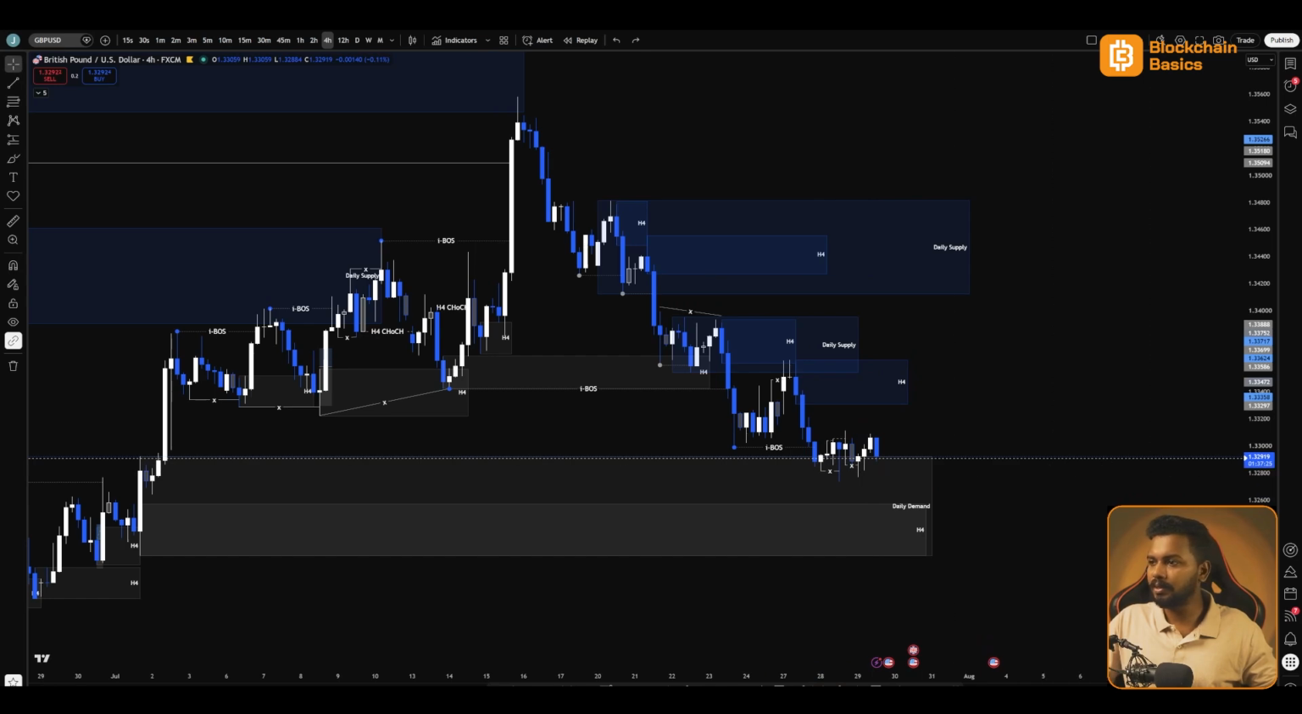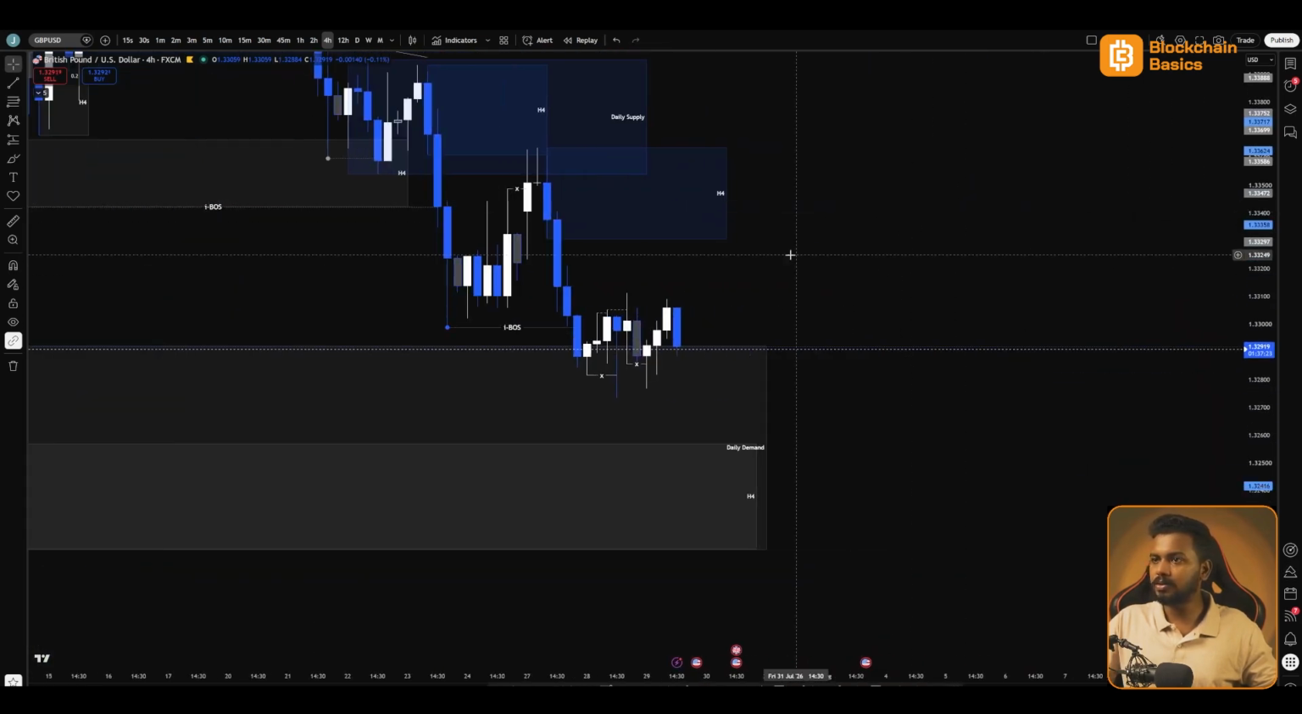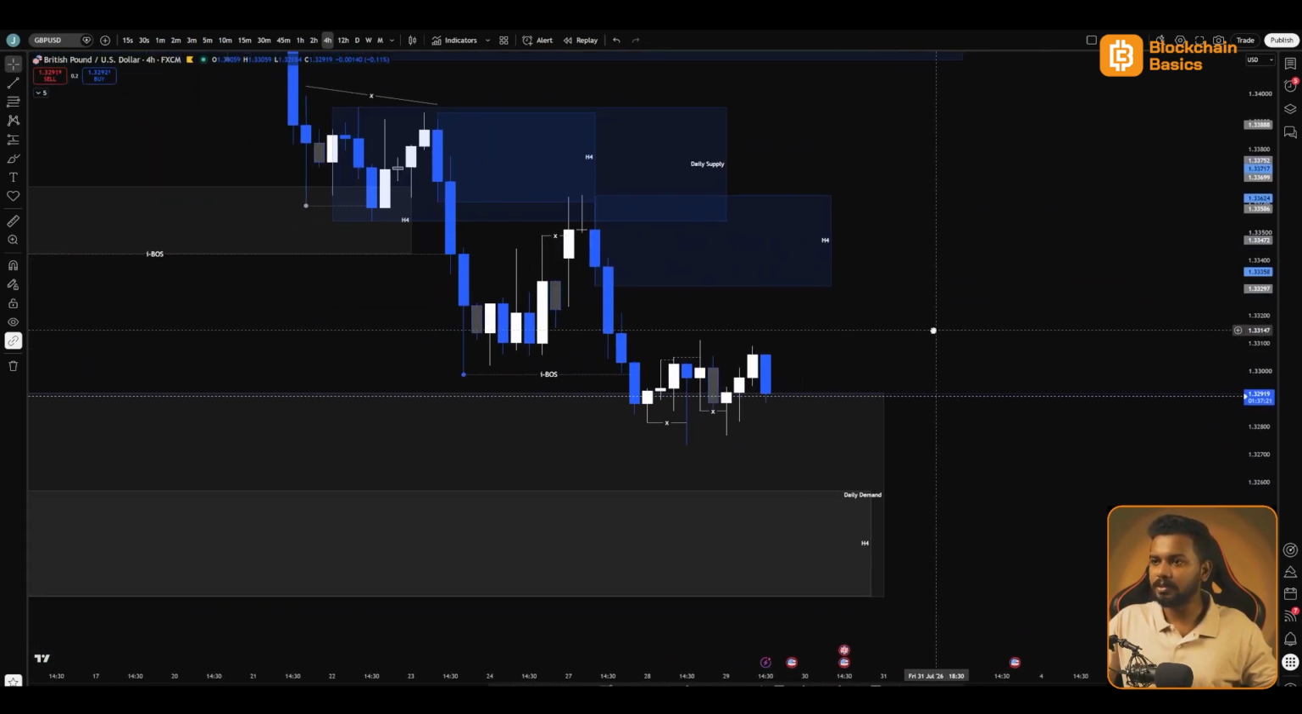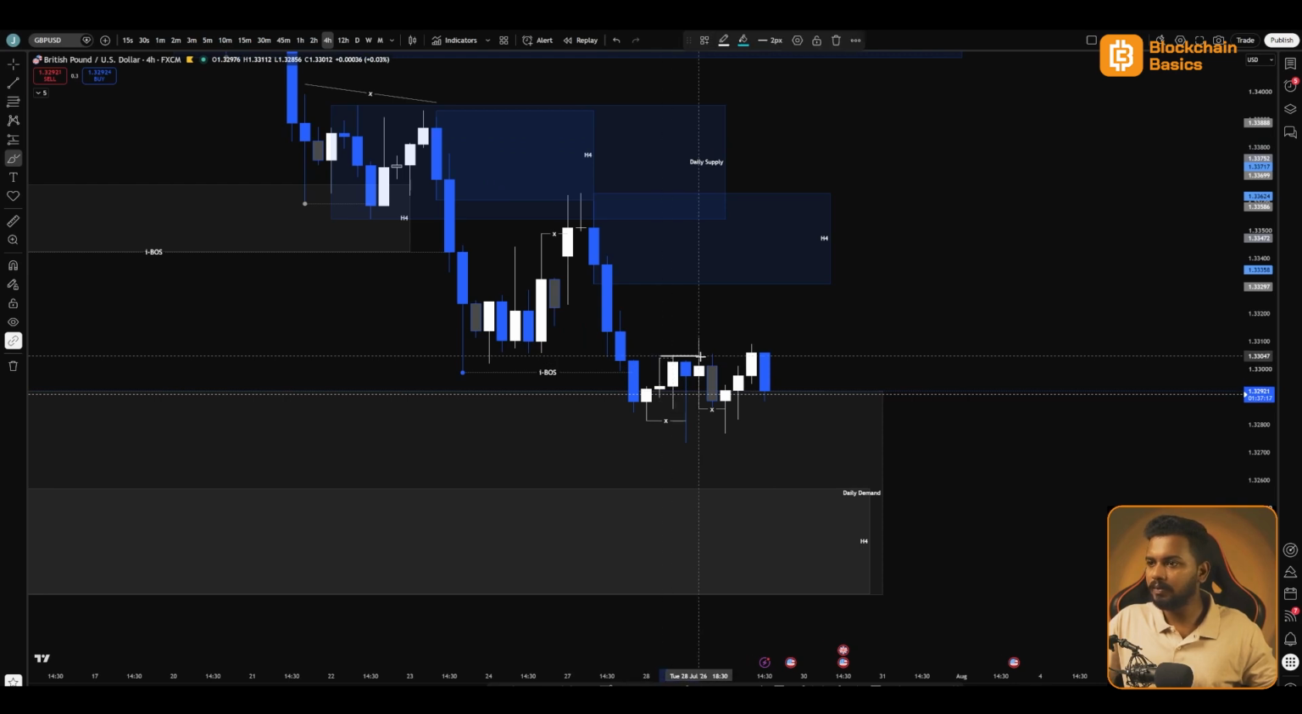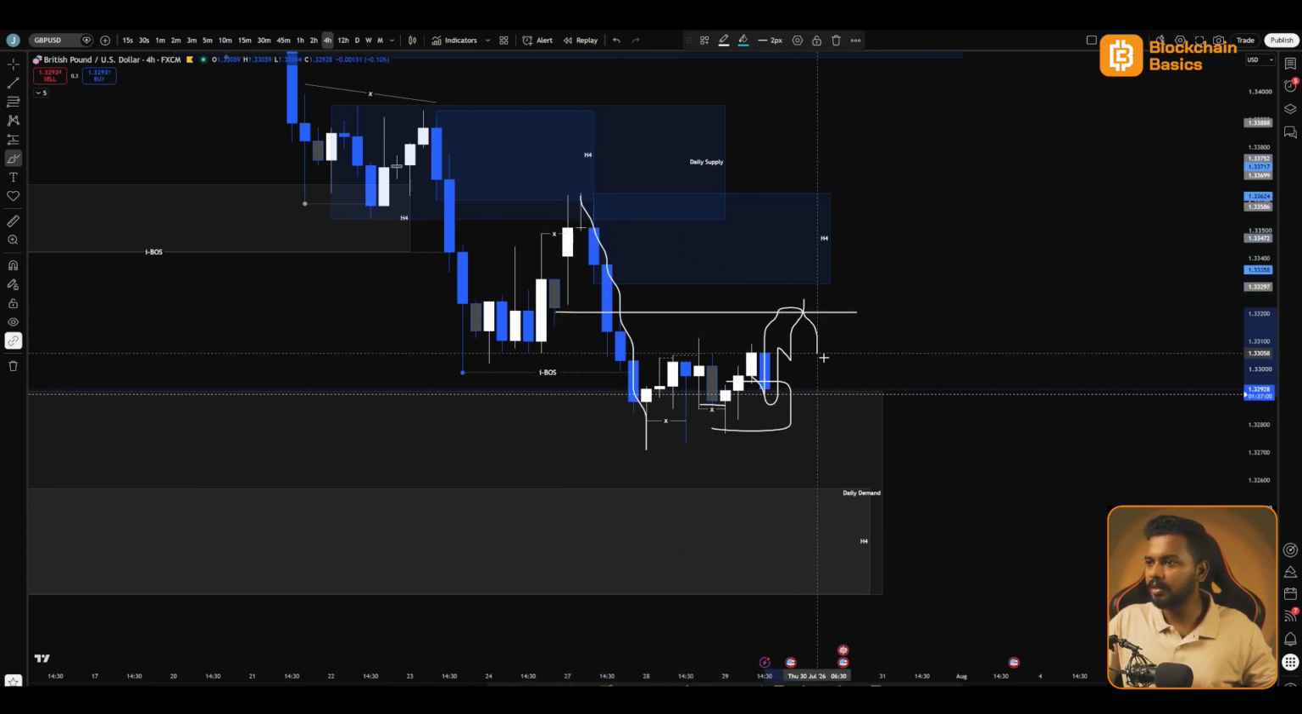Now after mitigating this daily demand, if we take a closer look at the price action, we can see that we have a change of character over here, a sweep and a change of character over here. Price came back down, swept these lows, and we got another change of character. Now if this demand over here holds, we can expect price to go to the upside, at least 50% of this leg over here, and then continue with the bearish momentum if it wants to.